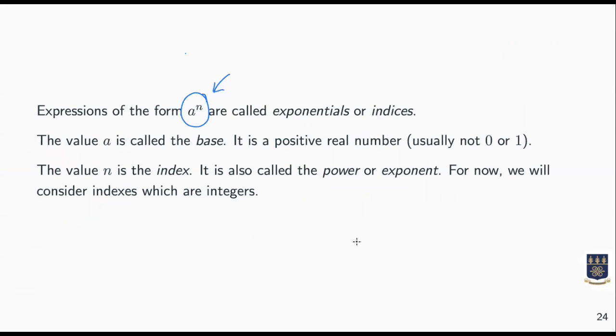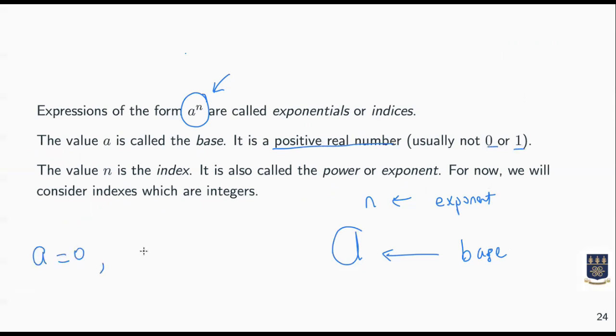So this value a, this is your base, and this value here is the exponent or the power or the index. The thing about the base is that it's a positive number and it's usually not 0 or 1, because if a is 0, then a to the n is 0 for n not being 0.